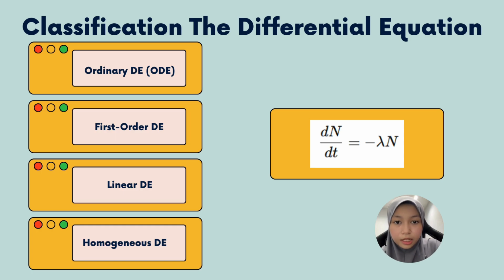Next, it is a linear differential equation, since it has no raised powers, no products, and no non-linear function. And last, it is a homogeneous differential equation, since it has no extra term, or external function, because it only depends on N.